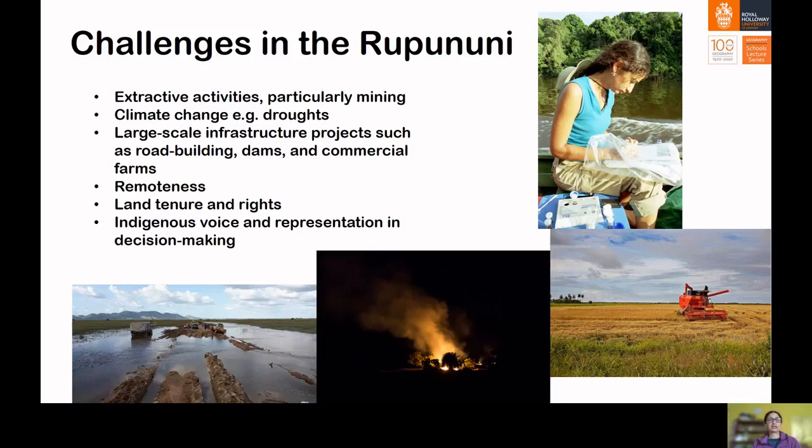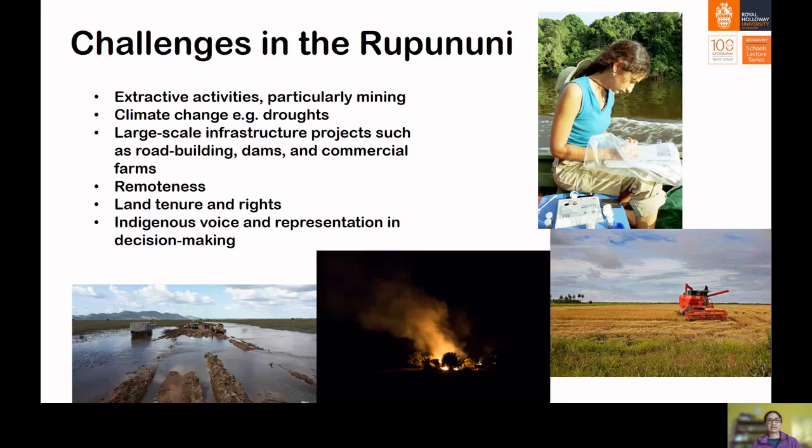Obviously, things like commercial farming could have important implications for the use of pesticides, which has happened as well, and how that again could run off into waterways and rivers and cause pollution. And again, the knock-on impacts of that on health and fish quantities.